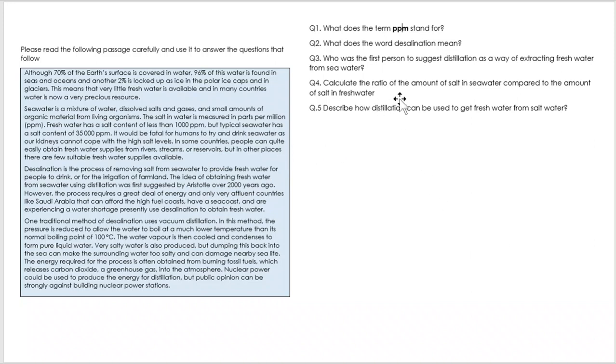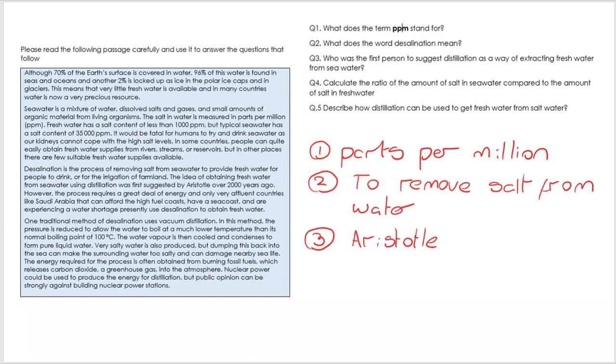Calculate the ratio of the amount of salt in seawater compared to the amount of salt in fresh water. Well, seawater is 35,000 parts per million. We see that here, whereas fresh water is only 1,000. So it's a 1 to 35 or 35 to 1 ratio, depending on which way around you look at it. In terms of the specific question, seawater to freshwater, it's 35 to 1.